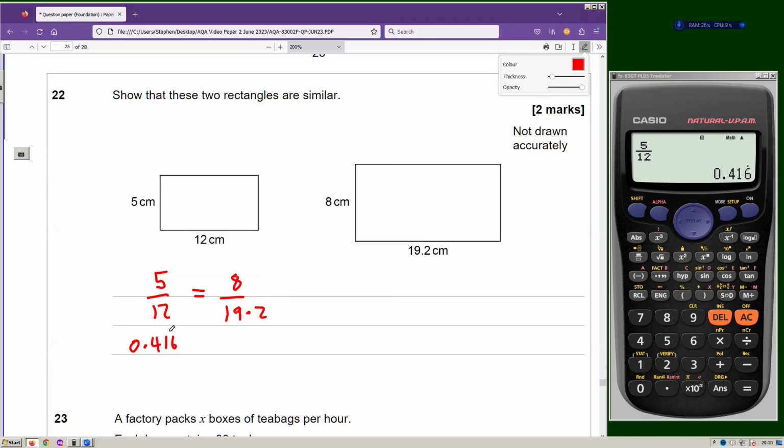0.416, and the 6 recurs. And then this one is 8/19.2. It says 5/12, yeah. 0.416. Yes, they are. Oh, that's not the question. We just had to show that they were.